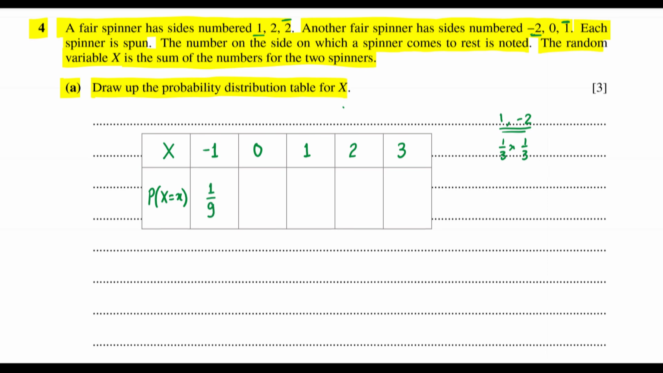For 0, if we get 2 in the first spinner and -2 in the second, then it would be 0, otherwise it's not going to be 0. Getting 2 from the first spinner is 2 by 3, and getting -2 from the second one is again 1 by 3. So it is 2 over 9. And for 1 there is a possibility if we get 1 from the first spinner and 0 from the second spinner.